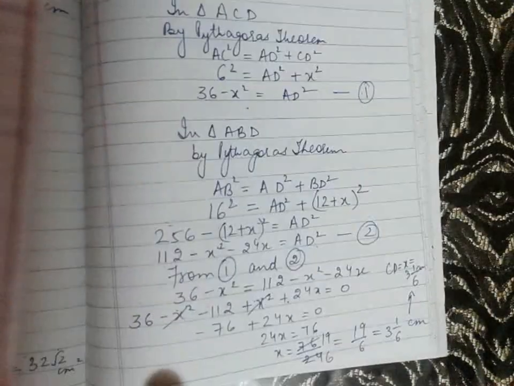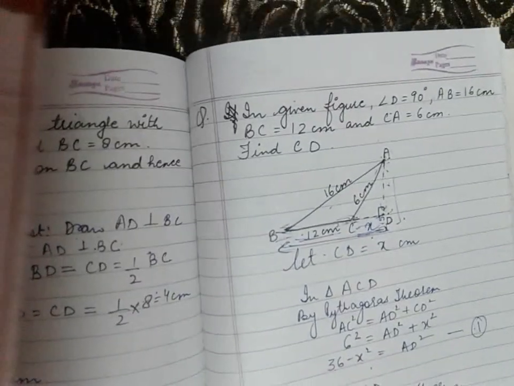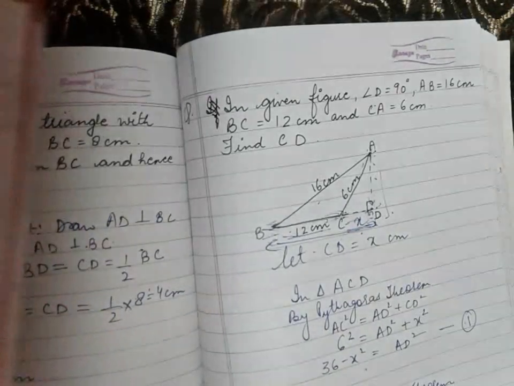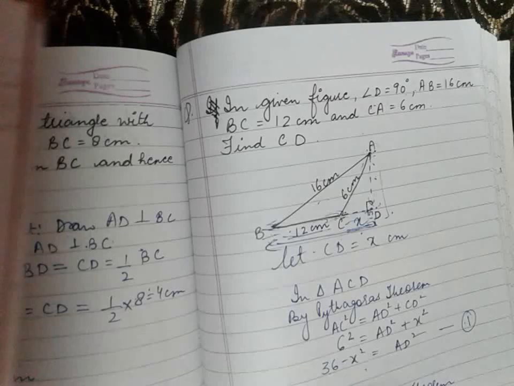The basic logic was to find AD using both the triangles and equate the two values. I have discussed Pythagoras theorem with you and explained some of the questions that I have already solved. Now you can practice these questions and I'll discuss some more questions in the next video.